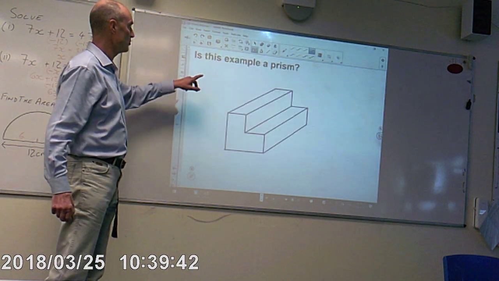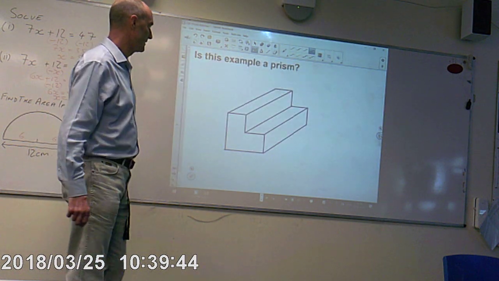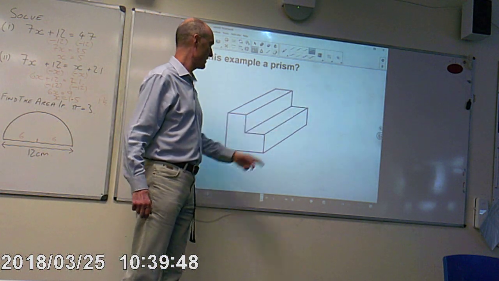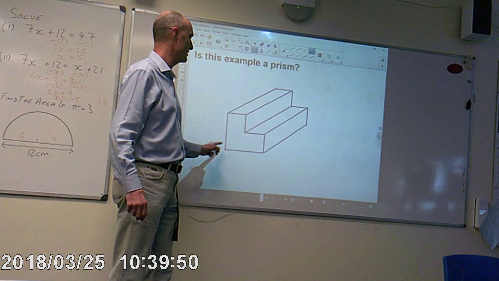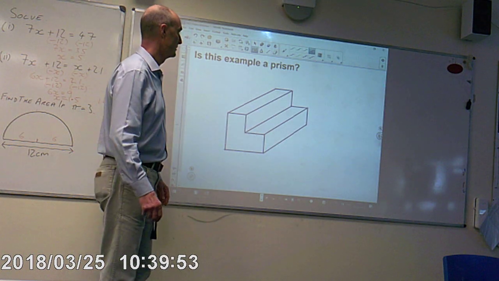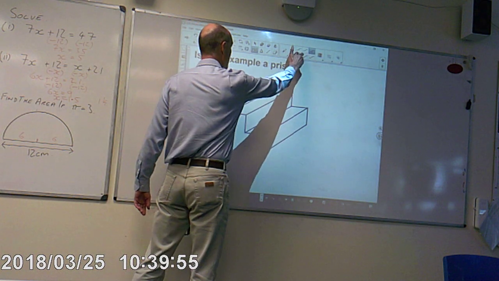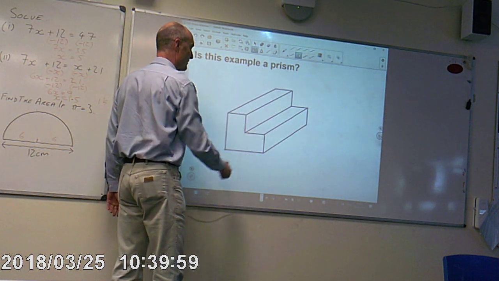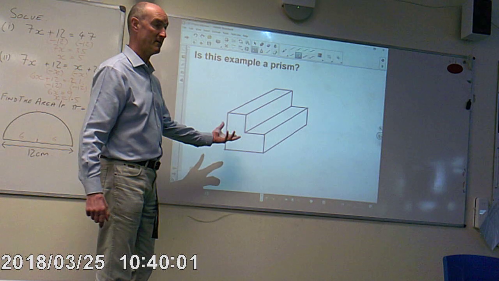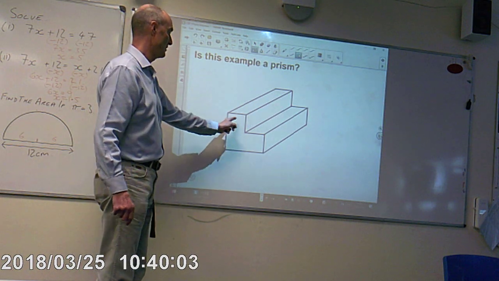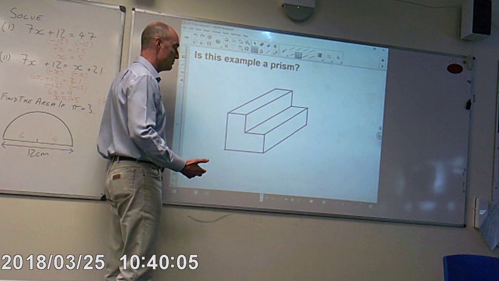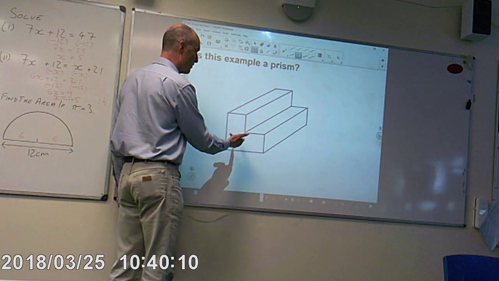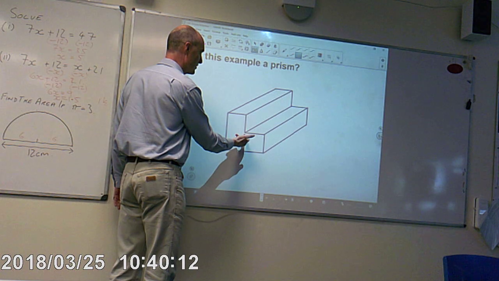Now, one final thing I'll talk about, this is an example of a prism. Is it a shape that if you cut it anywhere along its length it would have the same cross section, this cross section here? The answer is yes. Is that something we could then deal with? Could we find the area at the end here if we were given the relevant dimensions? You're given enough information about the dimensions of this L shape at the end, yeah, you could find the area of this L shape. Just as a reminder, it's a compound shape.